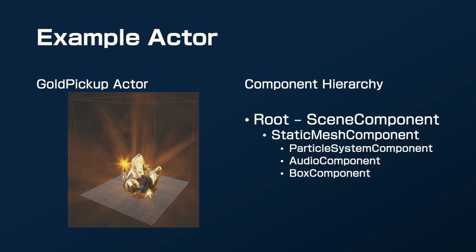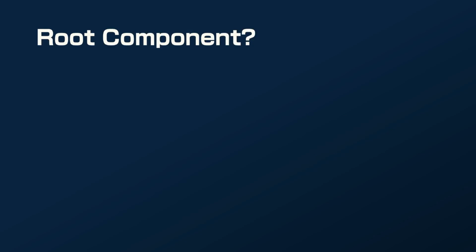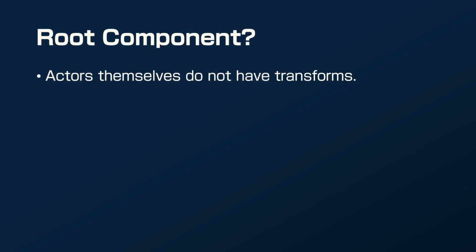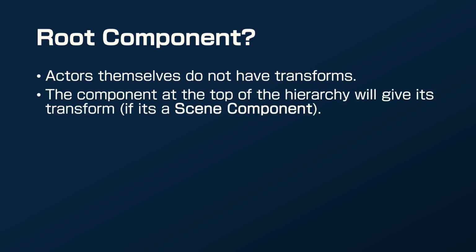Right, so we're talking about this root component. Specifically, this root component is a scene component. A scene component is any type of component that will hold a translation, rotation, and scale value. Why is it important to know about the root component? Actors themselves do not have a transformation. If you open the C++ class, you won't find the transform inside of it. The component at the top of the hierarchy will give it its transform, but only if it's a scene component.